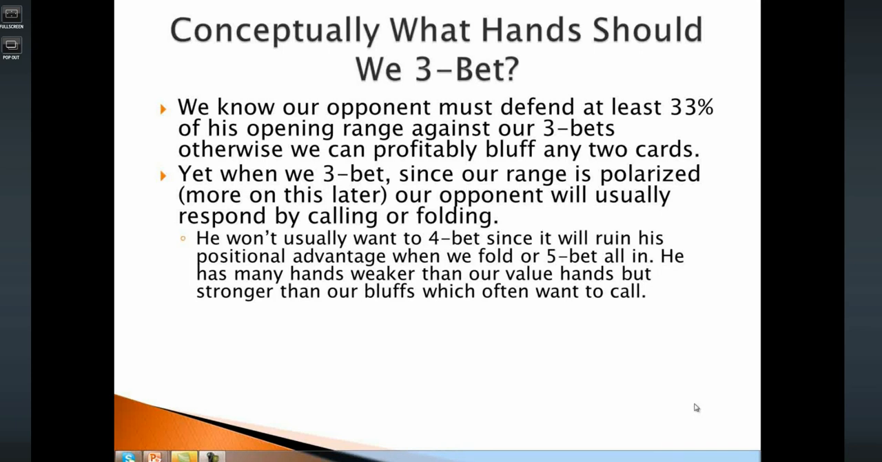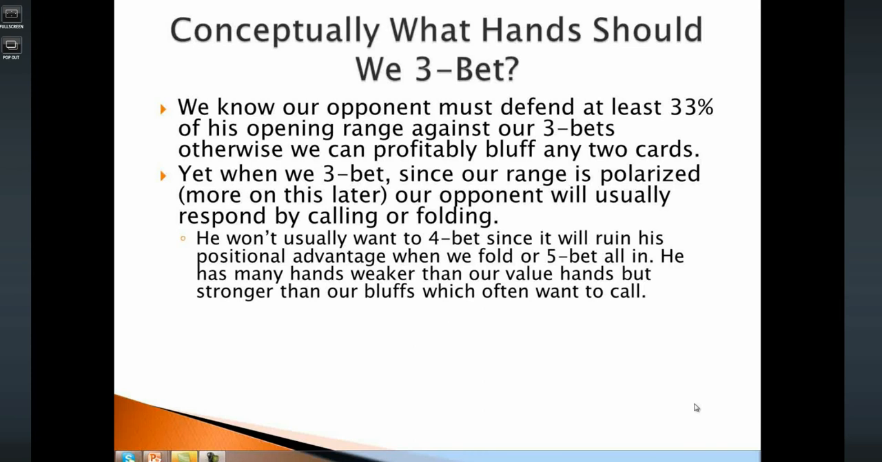When the button opens and he faces a 3-bet, he's not going to want to 4-bet very often, because when he does 4-bet, he's risking losing his positional advantage. If he 4-bets and the opponent folds or 5-bets, there's no post-flop, so the positional advantage gets completely destroyed. He never gets to see a flop in position. Even if the 4-bet is called, it's great to be in position for a 4-bet pot, but position usually gets more valuable as stack depth increases.